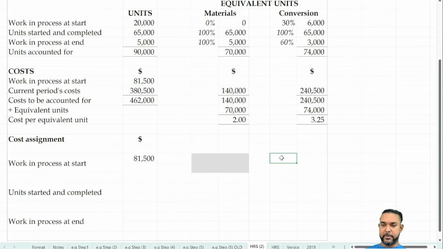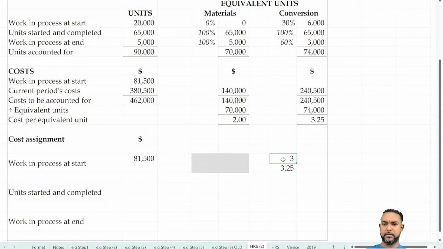I'll put in the first part here, right? So work in process at start for the conversion. We need the cost per unit, so it's 325 per unit. All right, hold on. Is it down here instead? Why is it there?